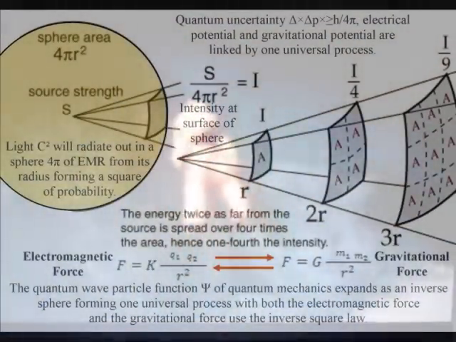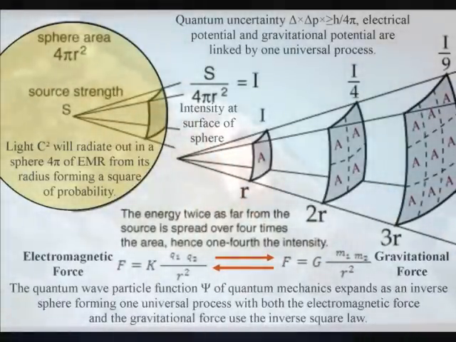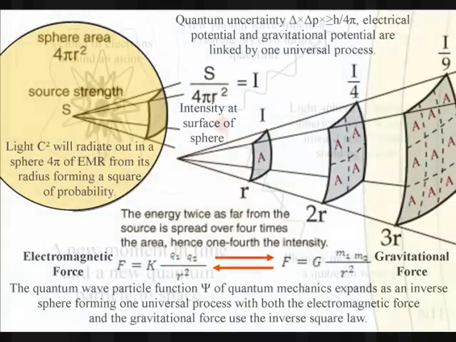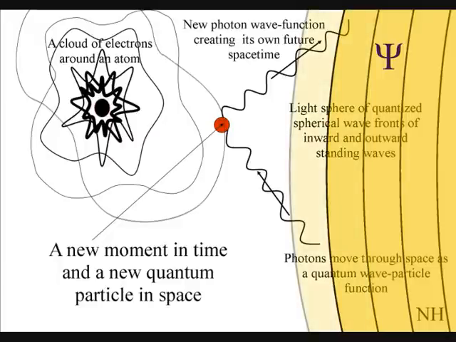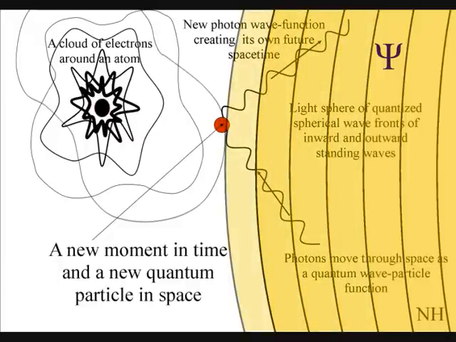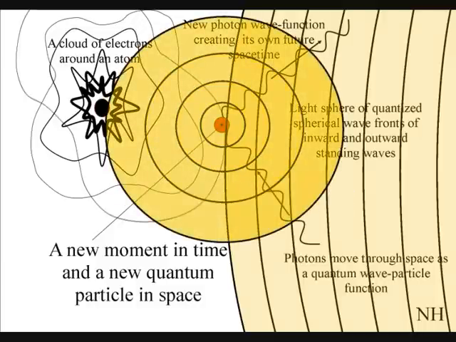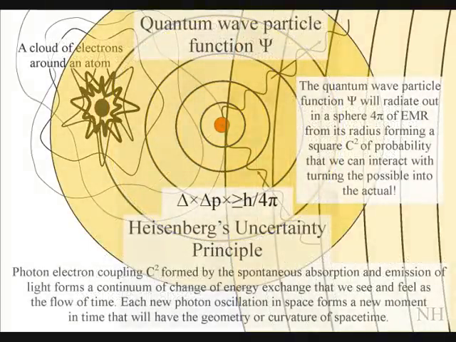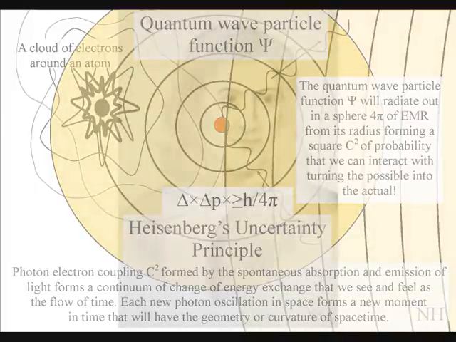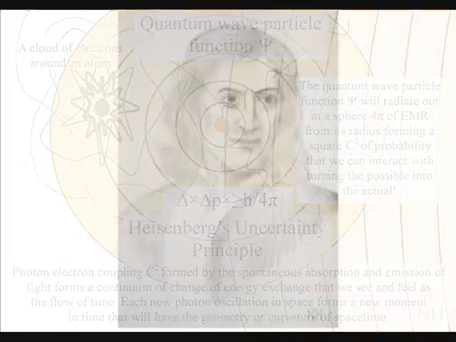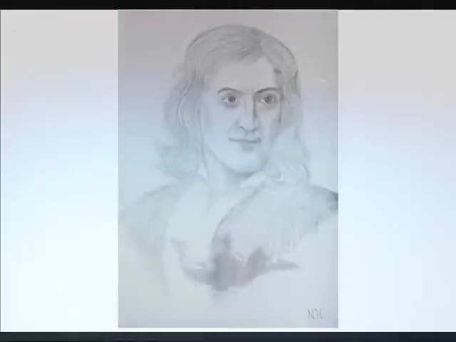The gravitational field will work at the speed of light because it is an integral part of one universal process with the electromagnetic force. We have one universal process that begins with the quantum wave-particle function or probability function of quantum mechanics, expanding out as an inverse sphere, and ends with the inverse square law of gravity and Newton's third law of motion. To every action there is an equal and opposite reaction. Gravity is the opposite reaction to the atoms radiating quantized spherical wavefronts of electromagnetic radiation.